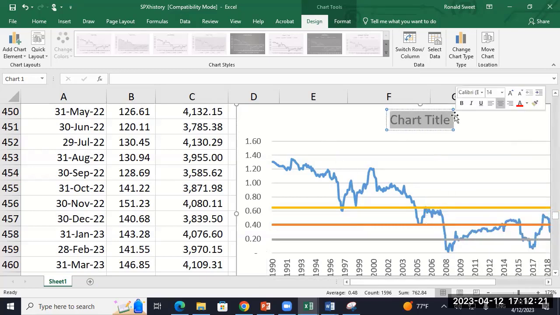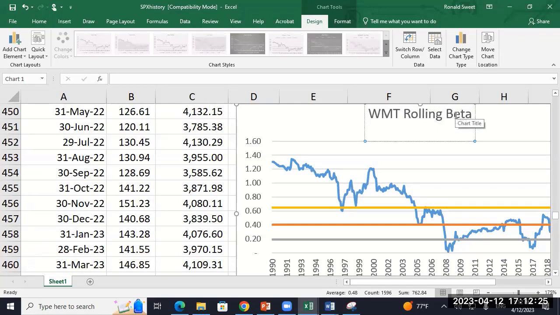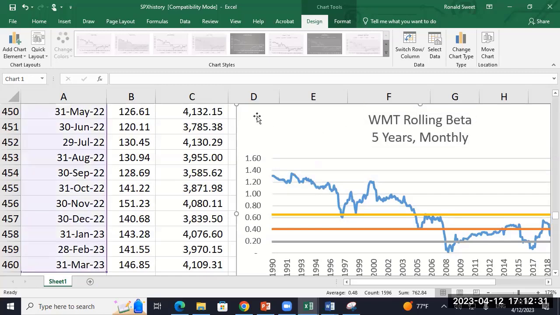So I got Walmart rolling beta, 5 years monthly. So I got my chart.